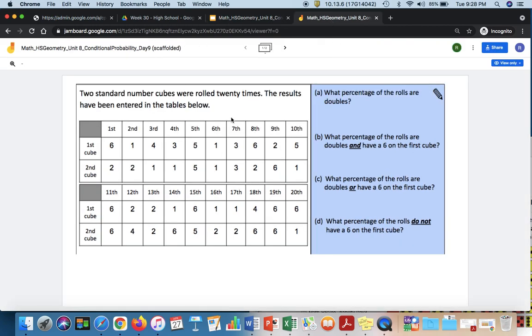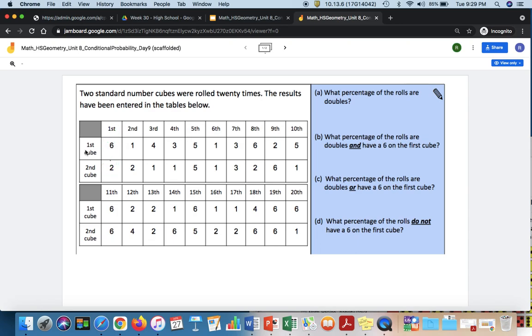So let's begin here. For our first question, we have two standard number cubes that were rolled 20 times, and the results have been entered in the tables below. On our left-hand side here, as I use a laser pointer, we have the first and the second cube, and then we have the number of rolls listed horizontally. For example, on the first roll, the first cube was a 6 and the second cube was a 2.